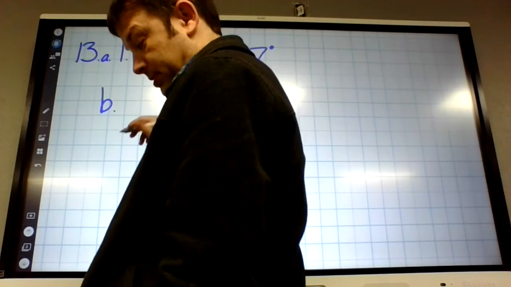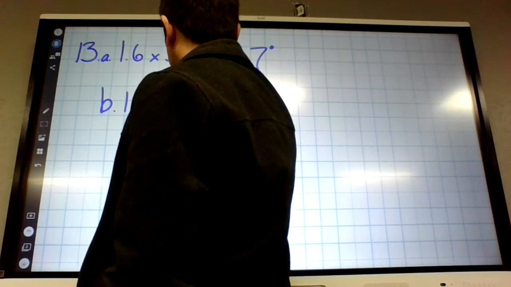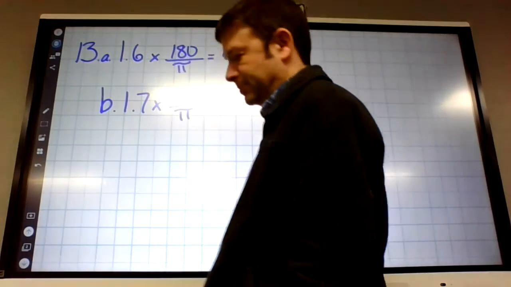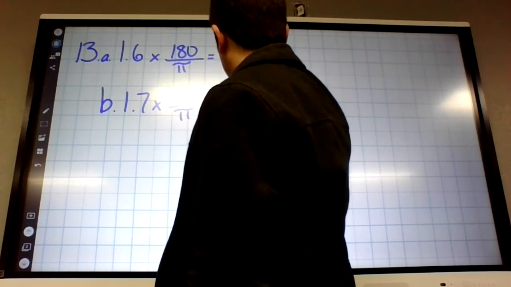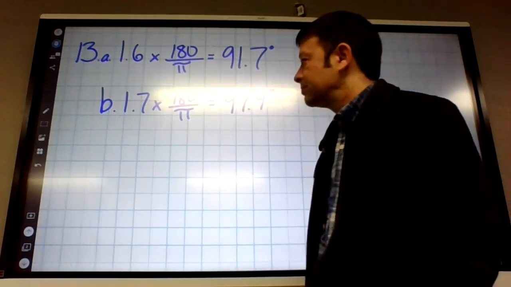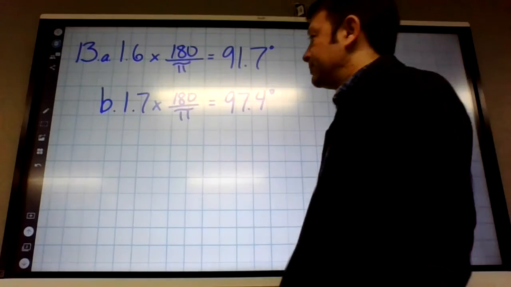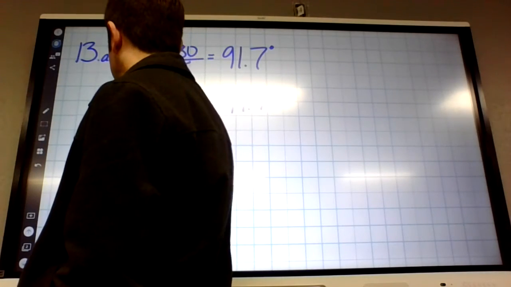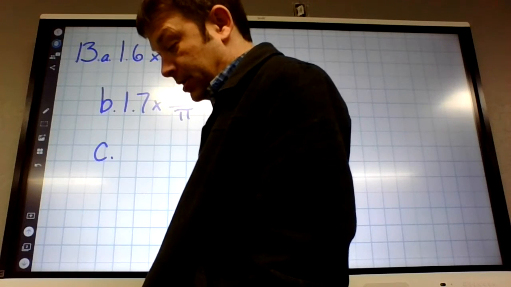B, slightly different. Doing the same thing. So that comes out as 97.4. So that kind of shows us that 0.1 radians is worth about 5.7 degrees. C, 1.21.